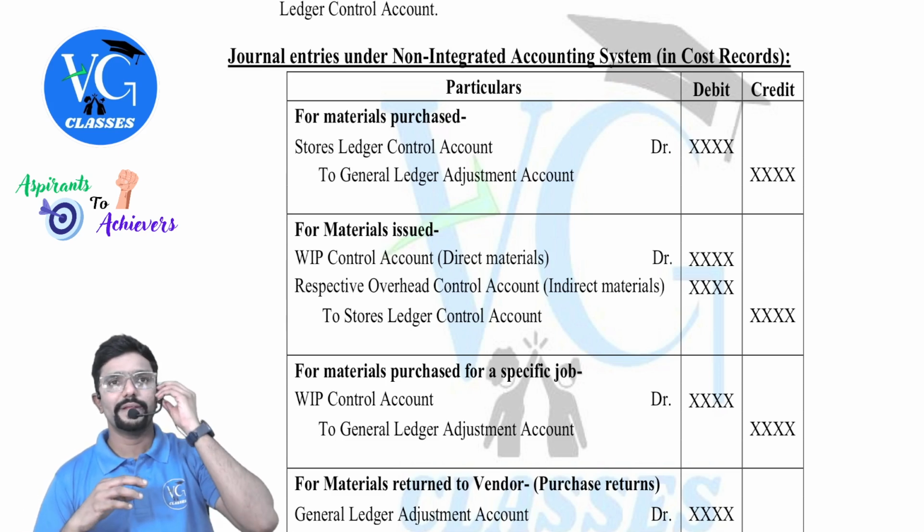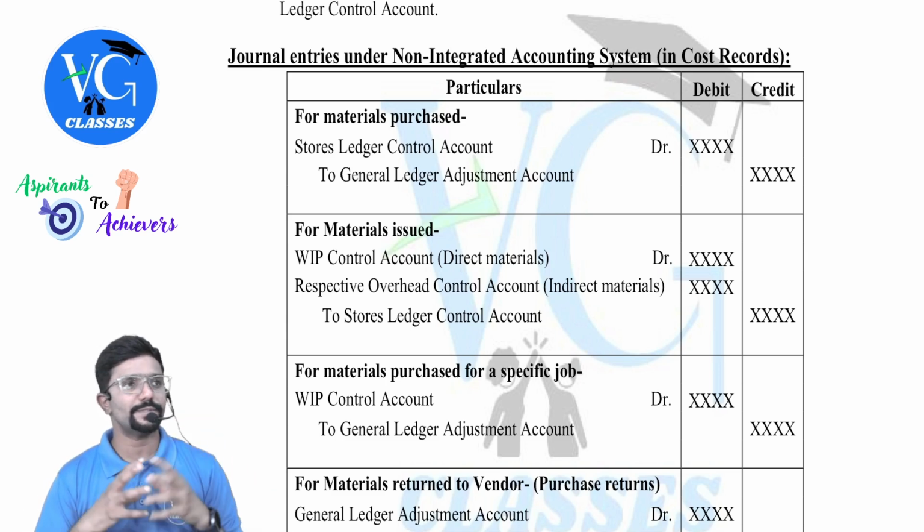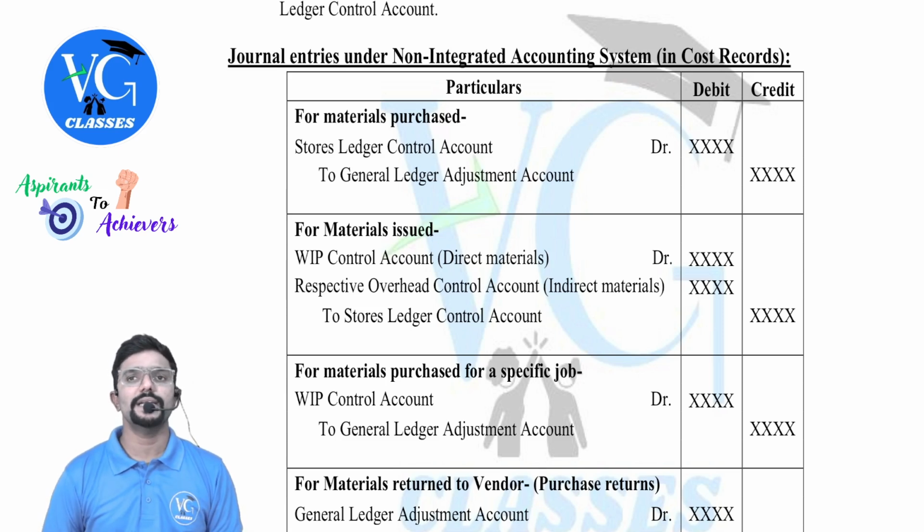Yes, students. Now we will get into the journal entry and ledger posting. I will discuss the journal entries one by one, and we will also post them to the ledger accounts. So where are the ledger accounts? You are supposed to do it in the notebook.